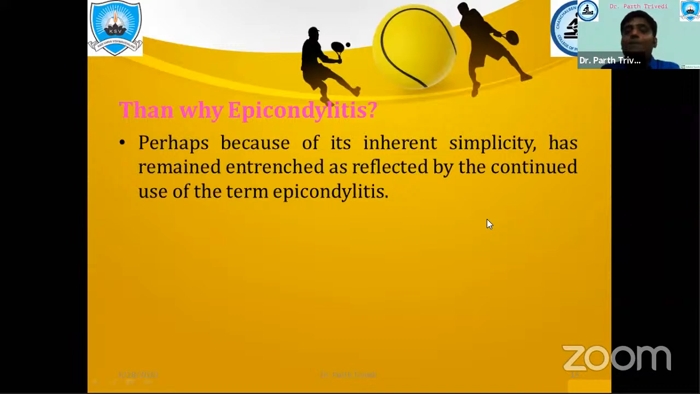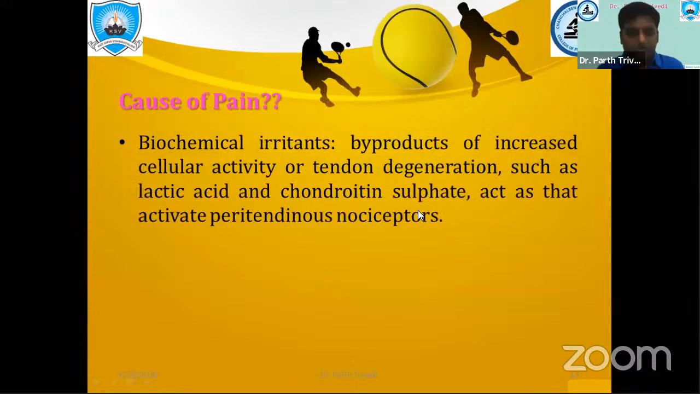Why is it epicondylalgia? Because inflammatory markers are not there and you have angiofibroblastic hyperplasia instead. So that is the reason it is epicondylalgia. Then what is the cause of pain? If it is not inflammation, what is the cause of pain? The cause of pain is biochemical irritants, your lactic acid and chondroitin sulfate. These two basic things act as your pain-causing substances. So that is the reason we are getting pain.